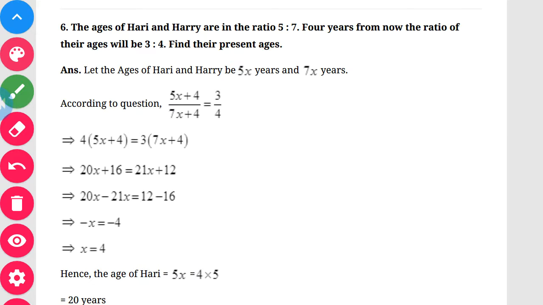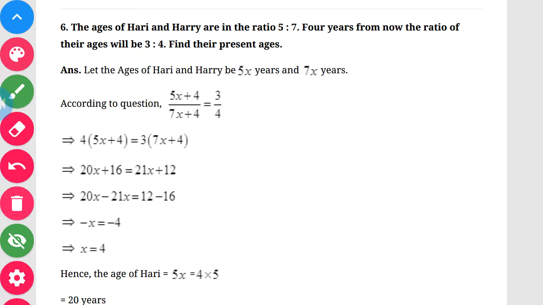They have given the ratio 5 is to 7. So let the ages of Hurry and Harry be 5x and 7x. Hurry's age, as it is given in the 5 is to 7 ratio, we take as 5x years, and Harry's age will be 7x. After 4 years means 4 years is added to the present age. If the present age is 5x, Hurry's age after 4 years will become 5x plus 4. Same thing, if it is Harry's age, 7x becomes 7x plus 4.